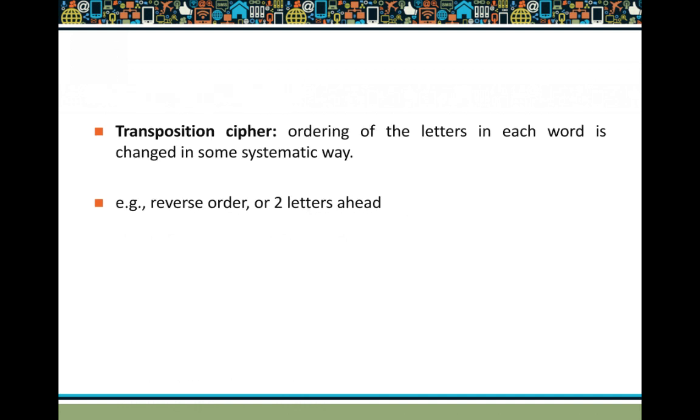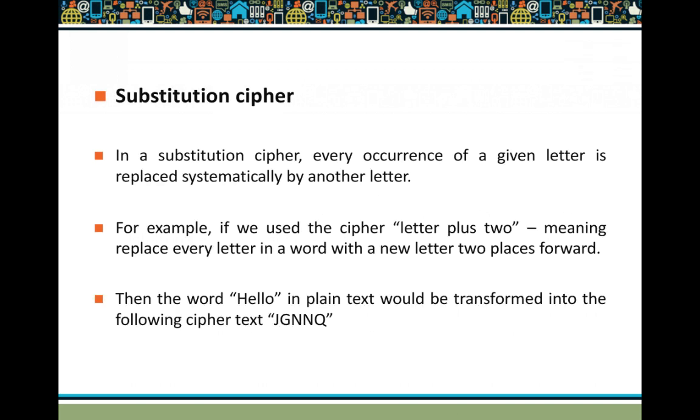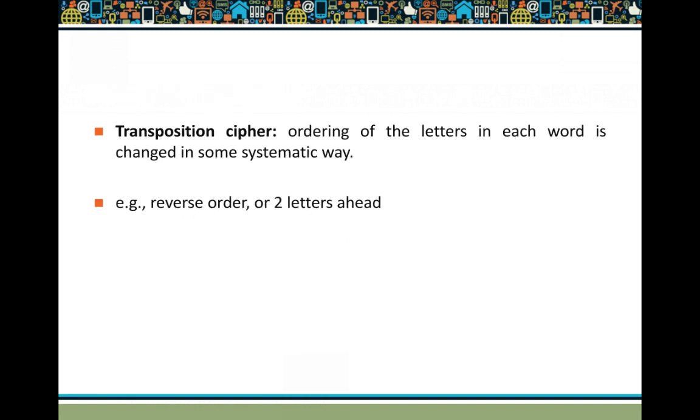Then we have the transposition cipher. A transposition cipher is where the ordering of letters in each word is changed in some systematic way. That is reverse order, 2 letters ahead. We can sort it in descending order, or put it in reverse order. That is, hello can be put as O-L-L-E-H. So the order can be reversed, or else we can put 2 letters ahead, just as we saw before. So that is the transposition cipher.